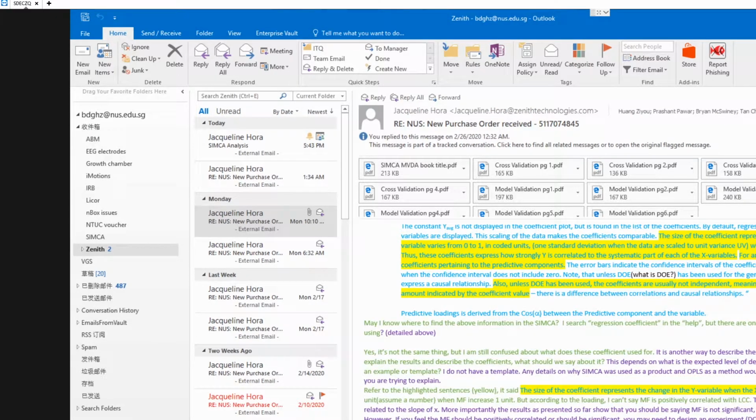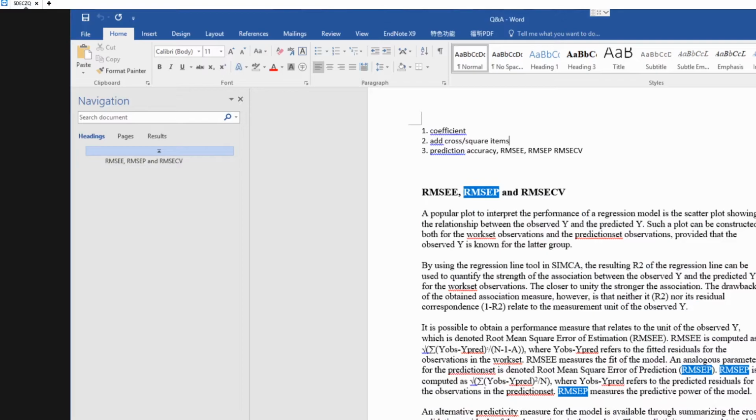That's the correlation matrix. So the correlation matrix is basically some form of it. It's the extent of the correlation between LCC and the various different things.